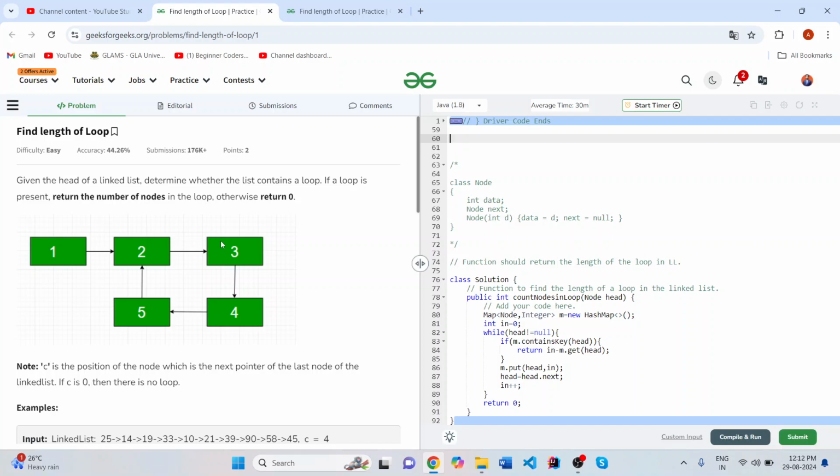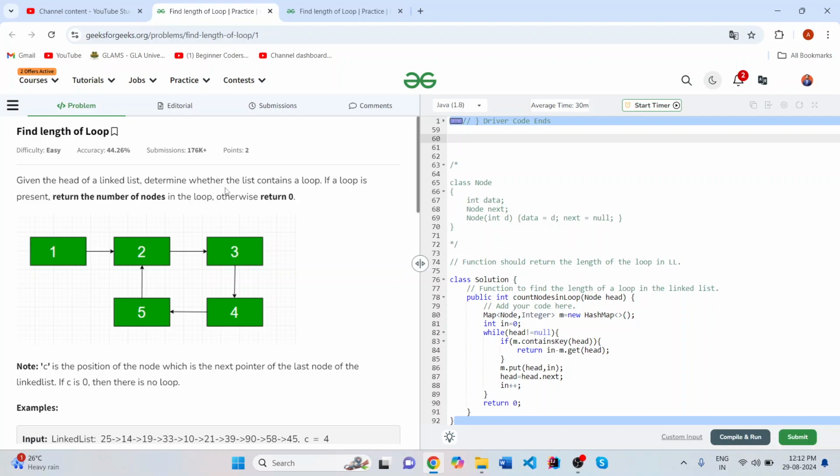This is a very common and widely asked question. There are similar versions of this question, that is, to find the length in the linked list. This question is asking for the length of that loop. The cycle detection algorithm is used in this question.